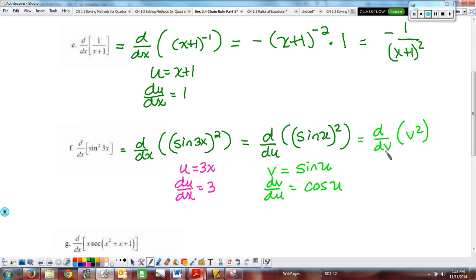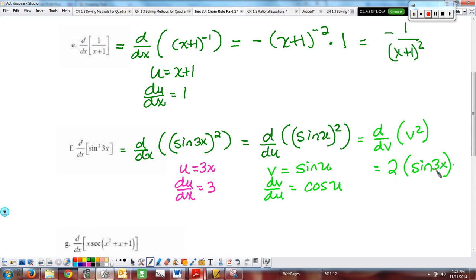It's a little bit harder. What's the derivative of v squared? The derivative of v squared is going to be 2v. Now let's work our way back. v was sine of u. u was 3x. But now remember, you have to multiply it. You've got to work your chain back.